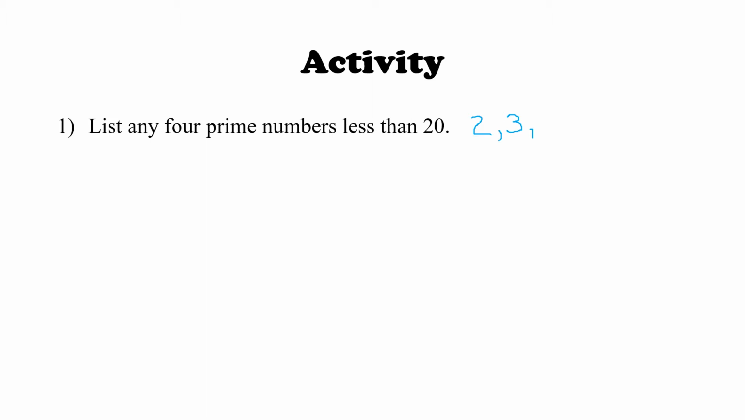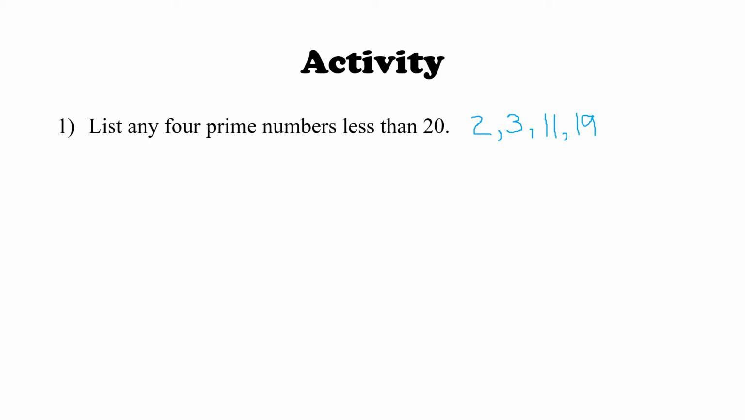Well, they only want 4, so let's go higher. I'll jump to 11. 11 is a prime number because only 2 numbers could go into 11, 1 and itself, 11. And let me bring one closer to 20, as in 19. They said list any 4 prime numbers less than 20, so all these are eligible.